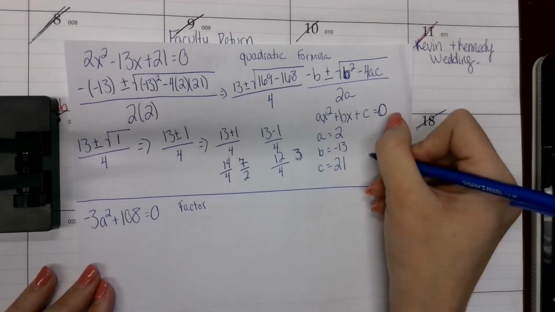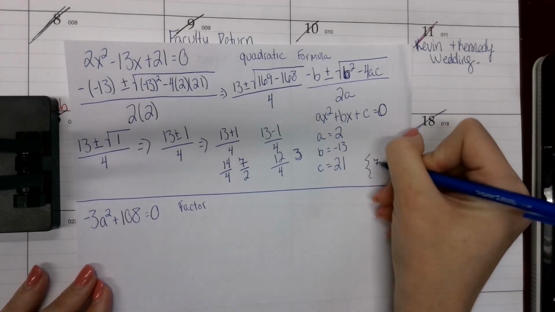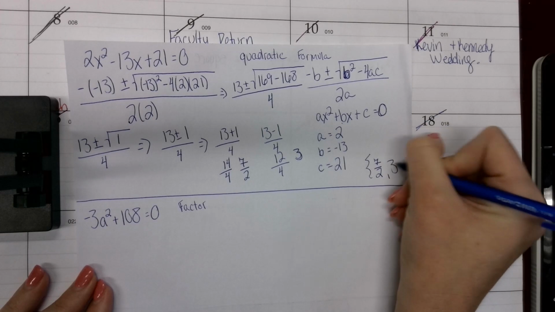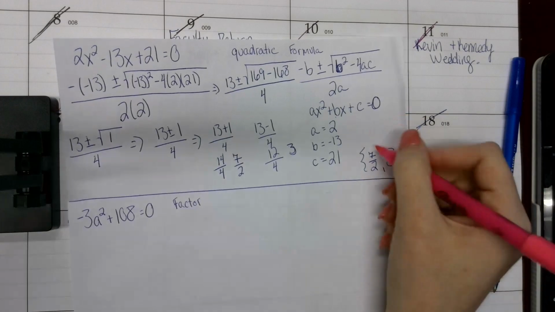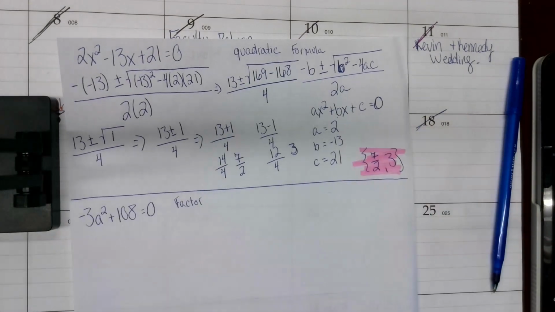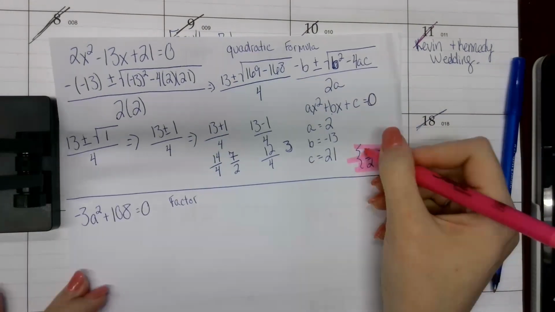Where would I like to write this? I may highlight this one. 7/2 and 3. Oh, it's going to bother me.